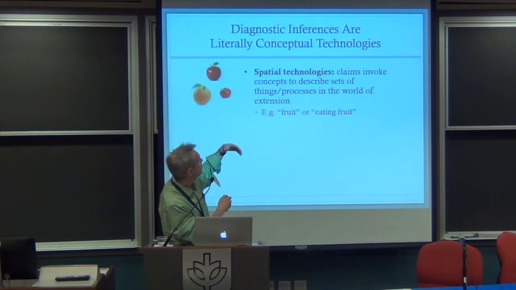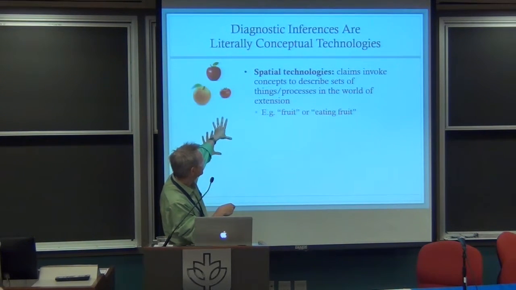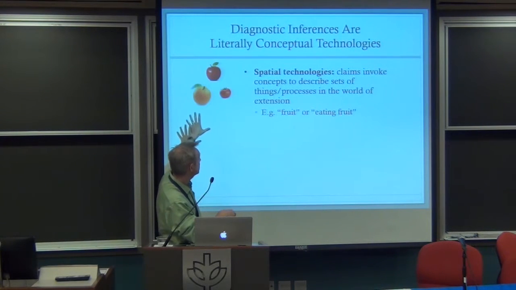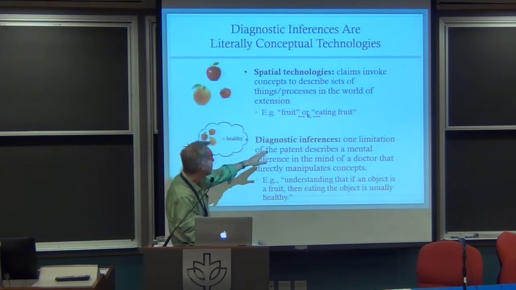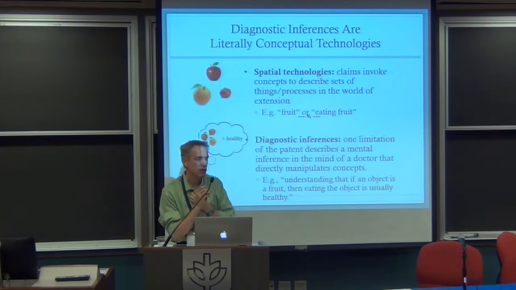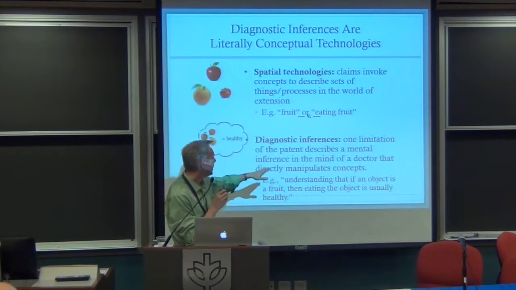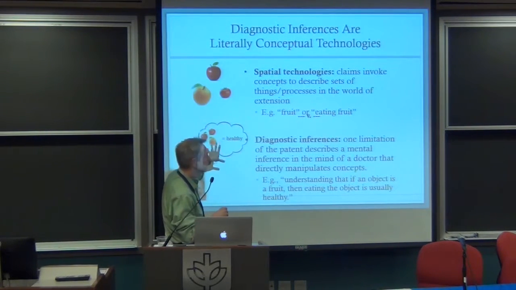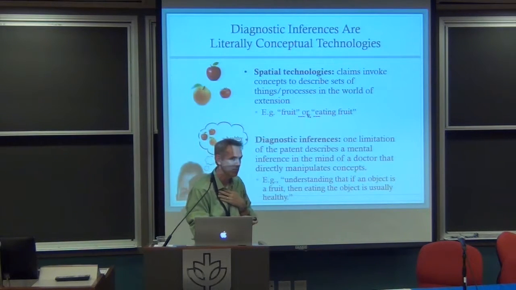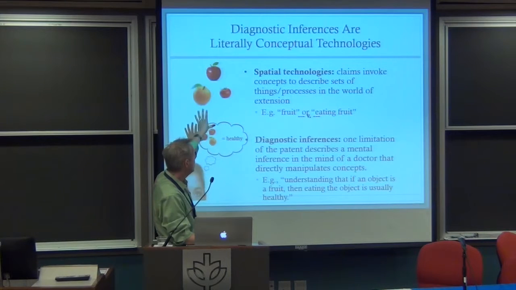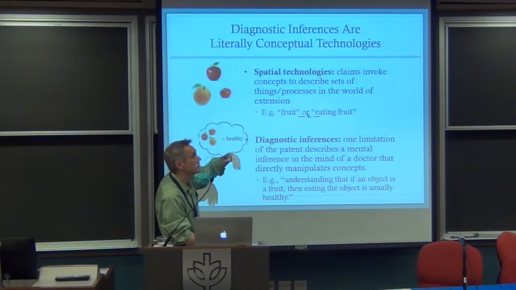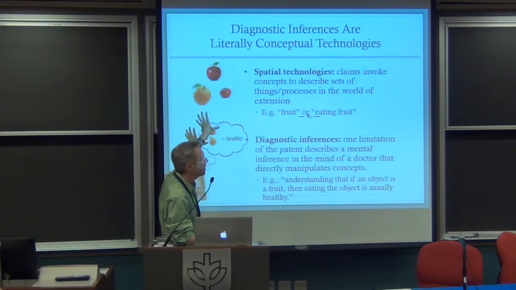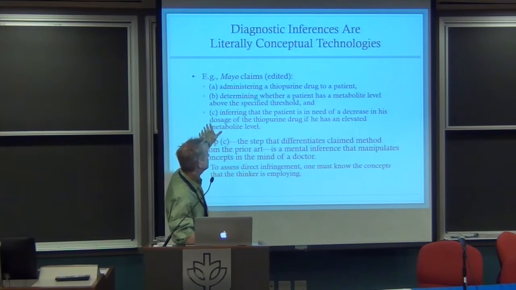Okay, so first thing I have to do is say actually diagnostic inferences are non-spatial, that they're literally conceptual technologies. The spatial technologies describe sets of things or processes that exist in the world of extension, right? Fruit, or the process of eating fruit. However, with diagnostic inferences, one limitation thereof always describes a mental inference in the mind of a doctor that directly manipulates concepts. So here, when we're thinking about fruit, the way in which fruit actually exists in someone's mind is radically different from the way in which fruit exists out in the world. Here it is a concept itself. Here we have things in the world that we use words that invoke concepts to refer to, but we have things rather than the concepts themselves. And we can see this in the Mayo claim itself.